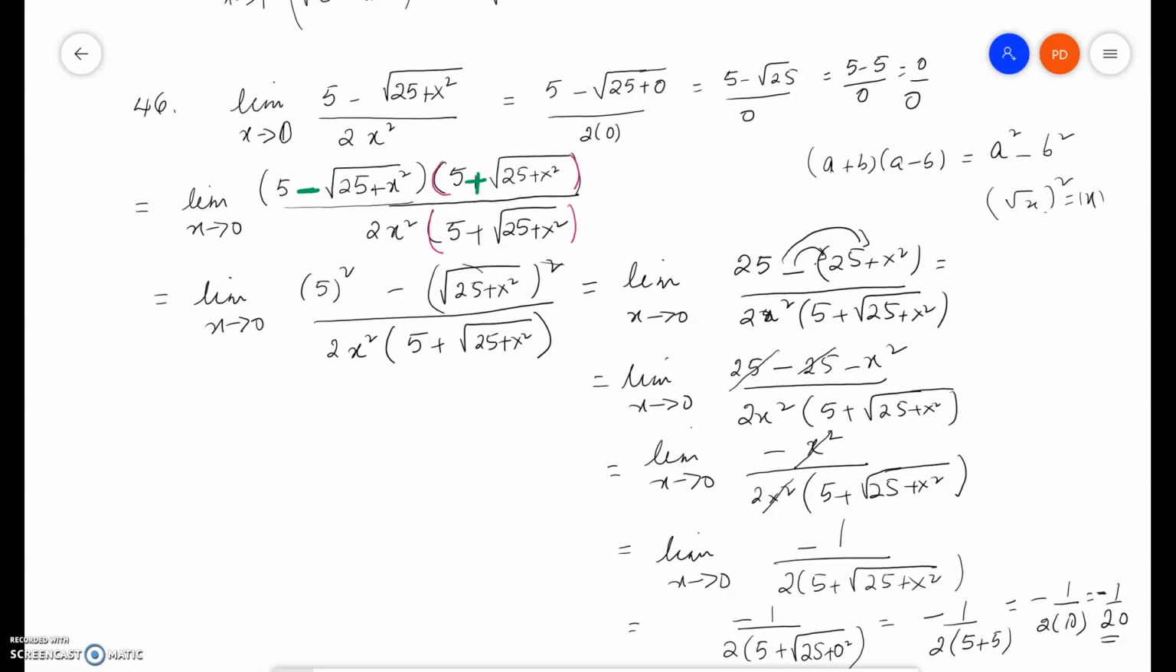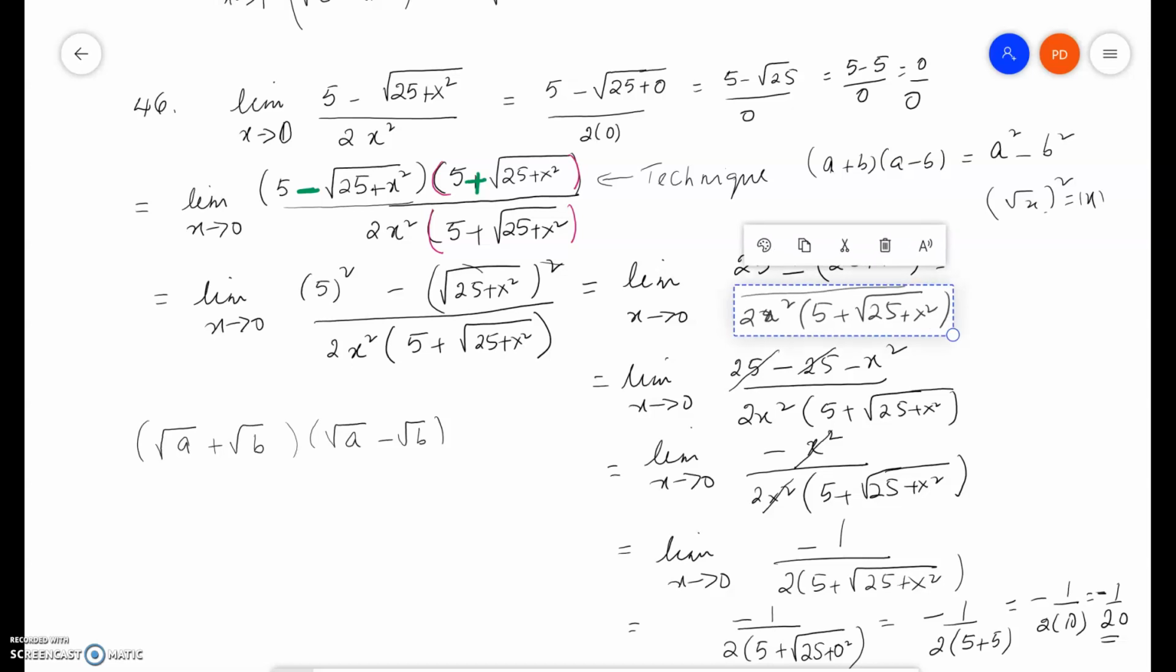But what really worked for us was multiplying and dividing by the rationalizing factor. So that's the technique that works. What do we mean by the rationalizing factor? If radical A plus radical B is the radical expression, then its rationalizing factor is radical A minus radical B. And that's the technique that helped us cancel out the x squared that was causing the 0 in the numerator and the 0 in the denominator.